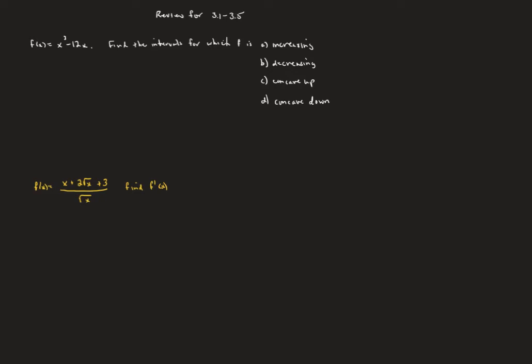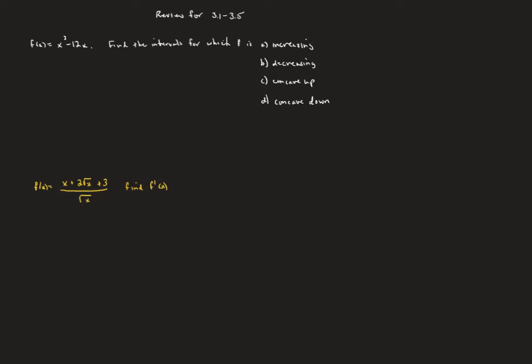Here we're going to work through some review problems in preparation for the chapter 3.1 to 3.5 test. So here we see f of x is equal to x cubed minus 12x, and we want to find the intervals for which f is increasing, decreasing, concave up, concave down.